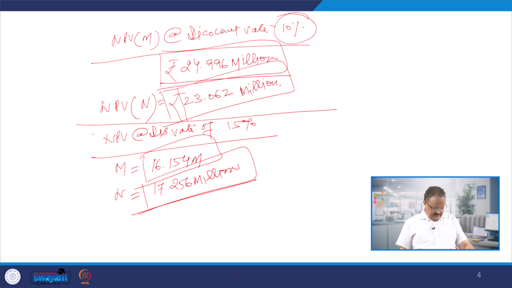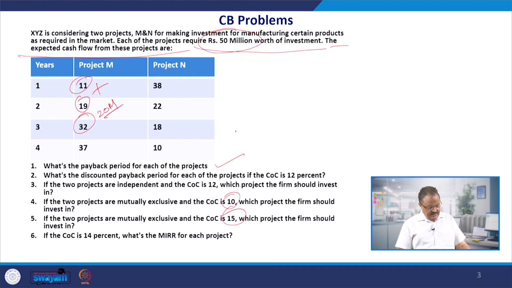So this is the second last question we have answered, and the last question is quite interesting. I think if the cost of capital is 14%, what is the modified internal rate of return? If the cost of capital is 14%, what is the modified internal rate of return?